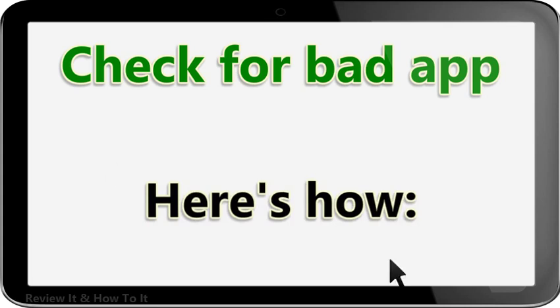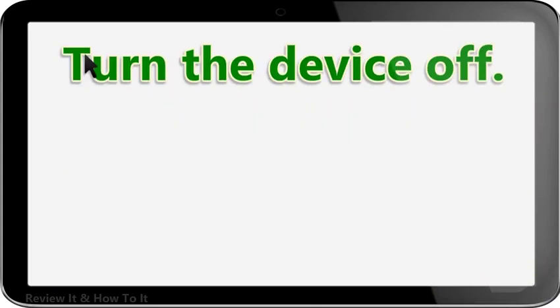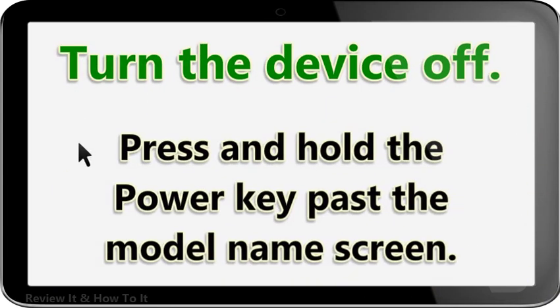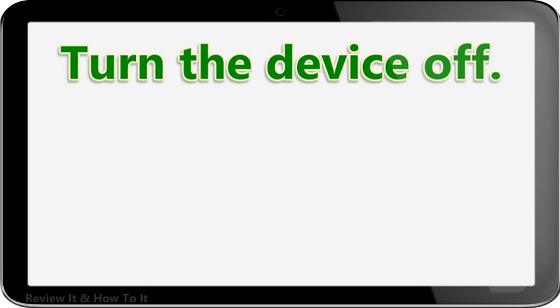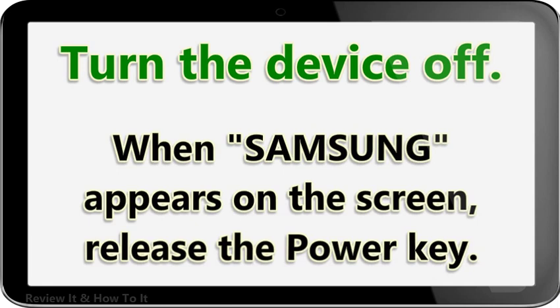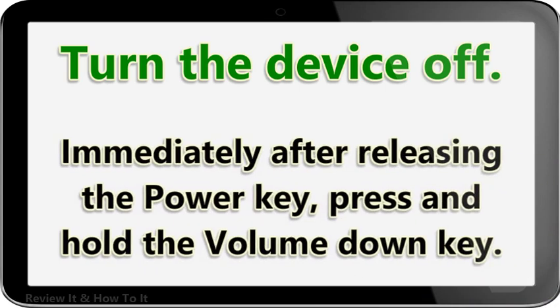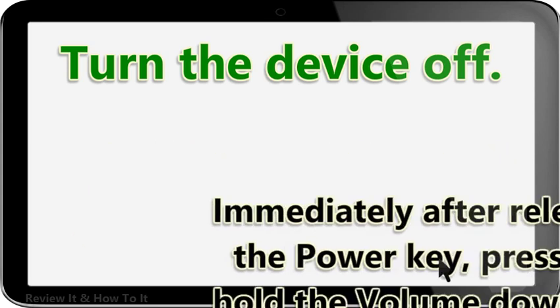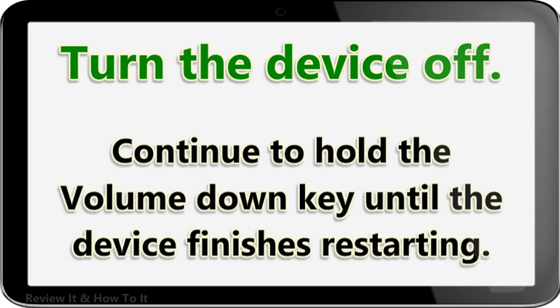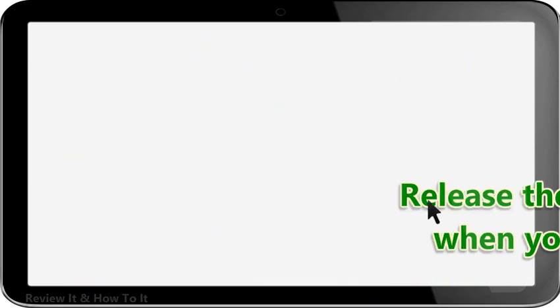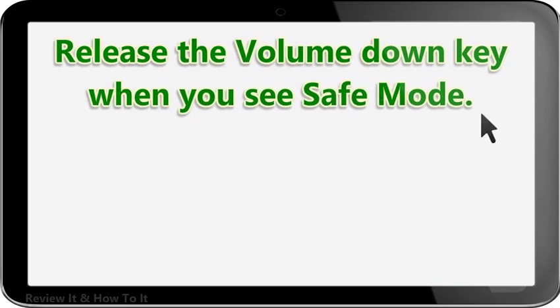Here's how. Turn the device off. Press and hold the power key past the model name screen. When Samsung appears on the screen, release the power key. Immediately after releasing the power key, press and hold the volume down key. Continue to hold the volume down key until the device finishes restarting. Release the volume down key when you see safe mode.